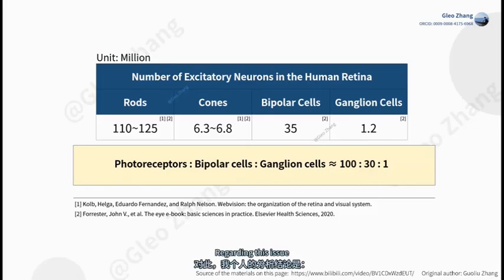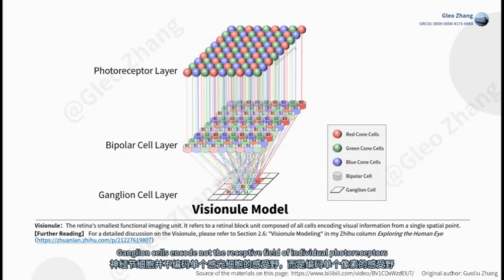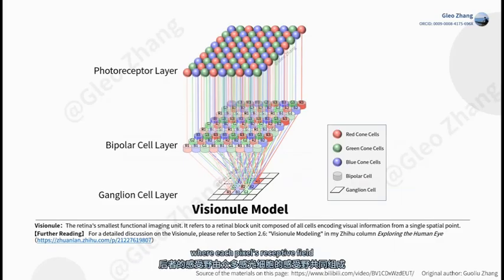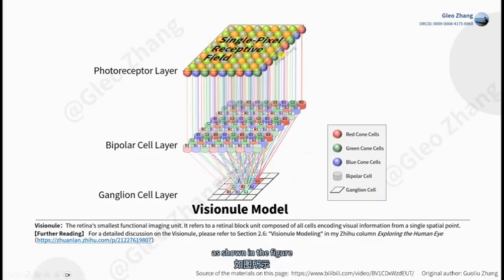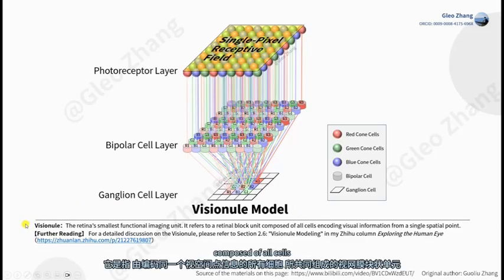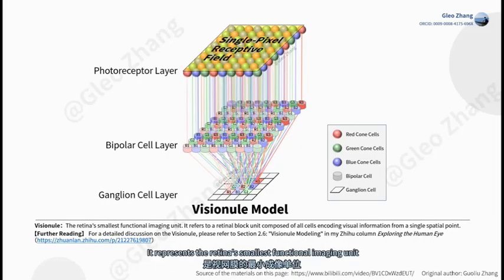Regarding this issue, my personal analysis leads to the following conclusion. Ganglion cells encode not the receptive field of individual photoreceptors, but rather the receptive field of single pixels, where each pixel's receptive field is composed of multiple photoreceptor receptive fields, as shown in the figure. I term this illustrated structure the vision neural model. The vision neural is a concept I propose, referring to a retinal block unit composed of all cells encoding visual information from a single spatial point. It represents the retina's smallest functional imaging unit.